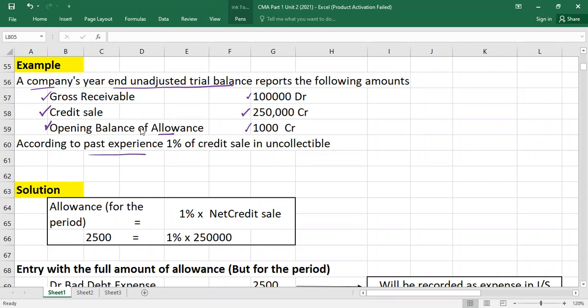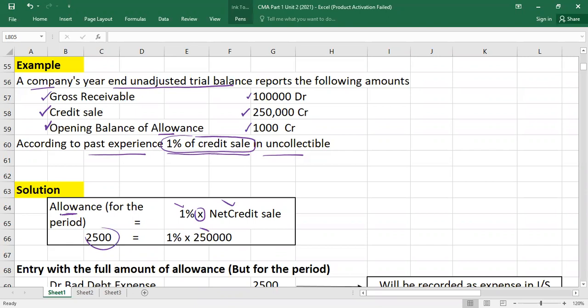According to past experience, 1% of credit sale is uncollected. 1% of credit sale. Guys, please remember. So it means we have to get this value first, 1% of the credit sale. So we will take 1% multiplied by net credit sales. Net credit sales means sales minus sales return. Right? So once you apply 1% on the credit sales of 250,000, need your concentration now, 1% of 250,000 will give you the allowance amount.